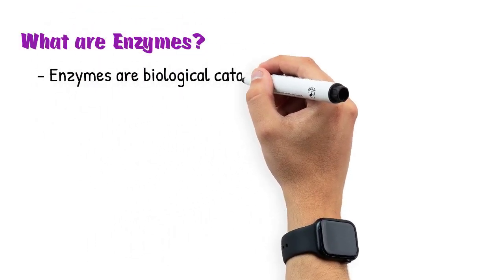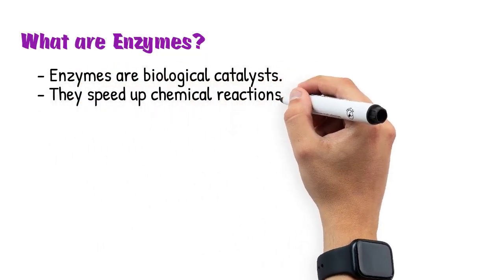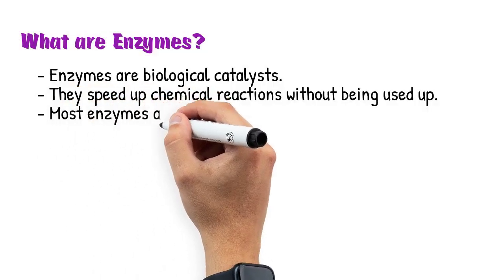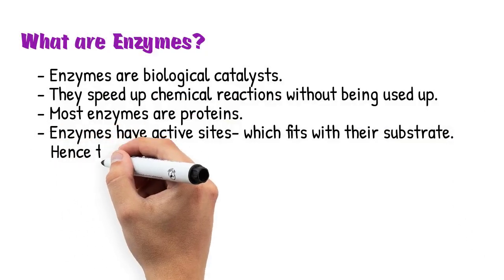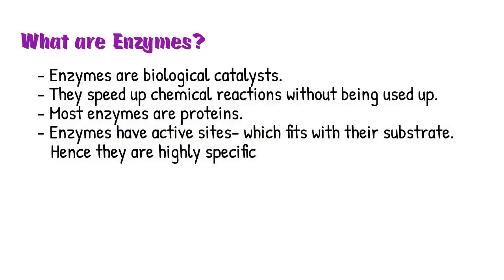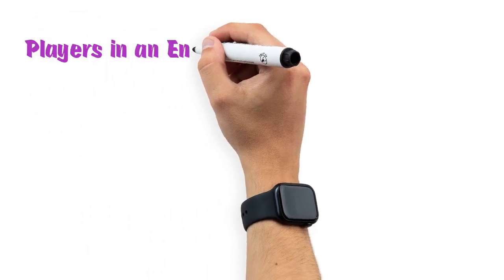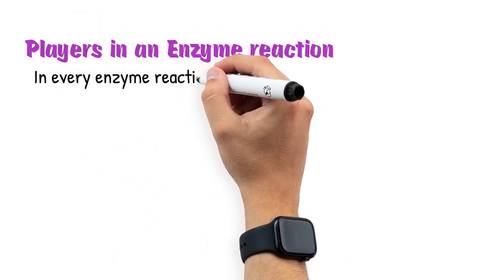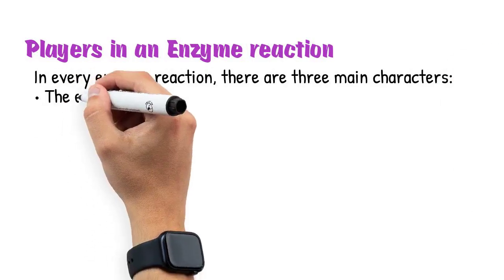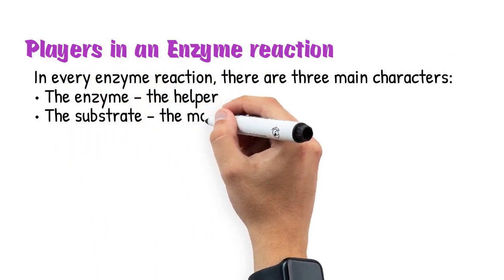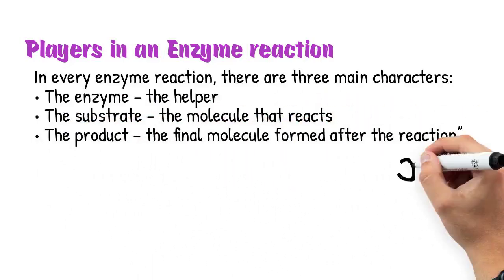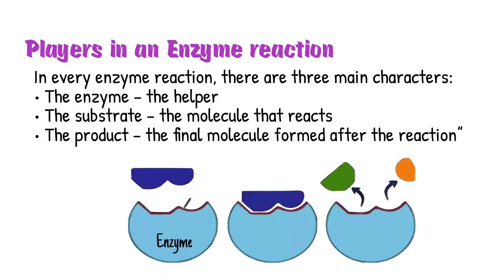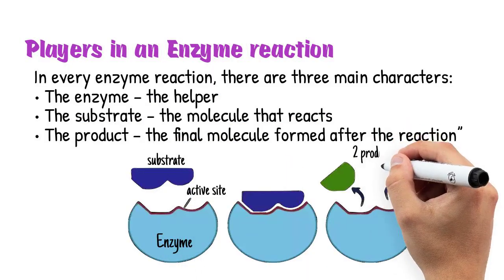Enzymes are biological catalysts. They speed up chemical reactions without being used up. Most enzymes are proteins. Enzymes have active sites, which fit with their substrate. Hence, they are highly specific. Let's take a look at the players involved in an enzyme reaction. In every enzyme reaction, there are three main characters: the enzyme, the helper; the substrate, the molecule that reacts; and the product, the final molecule formed after the reaction.